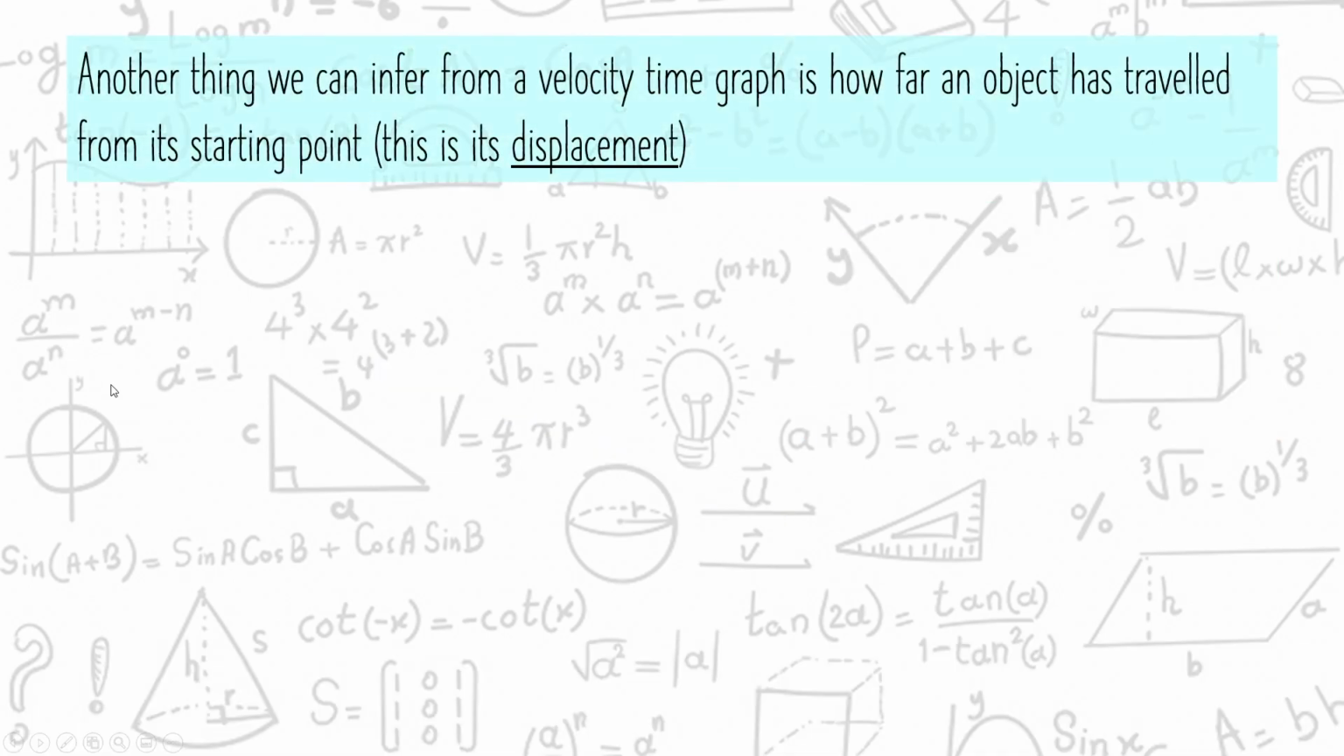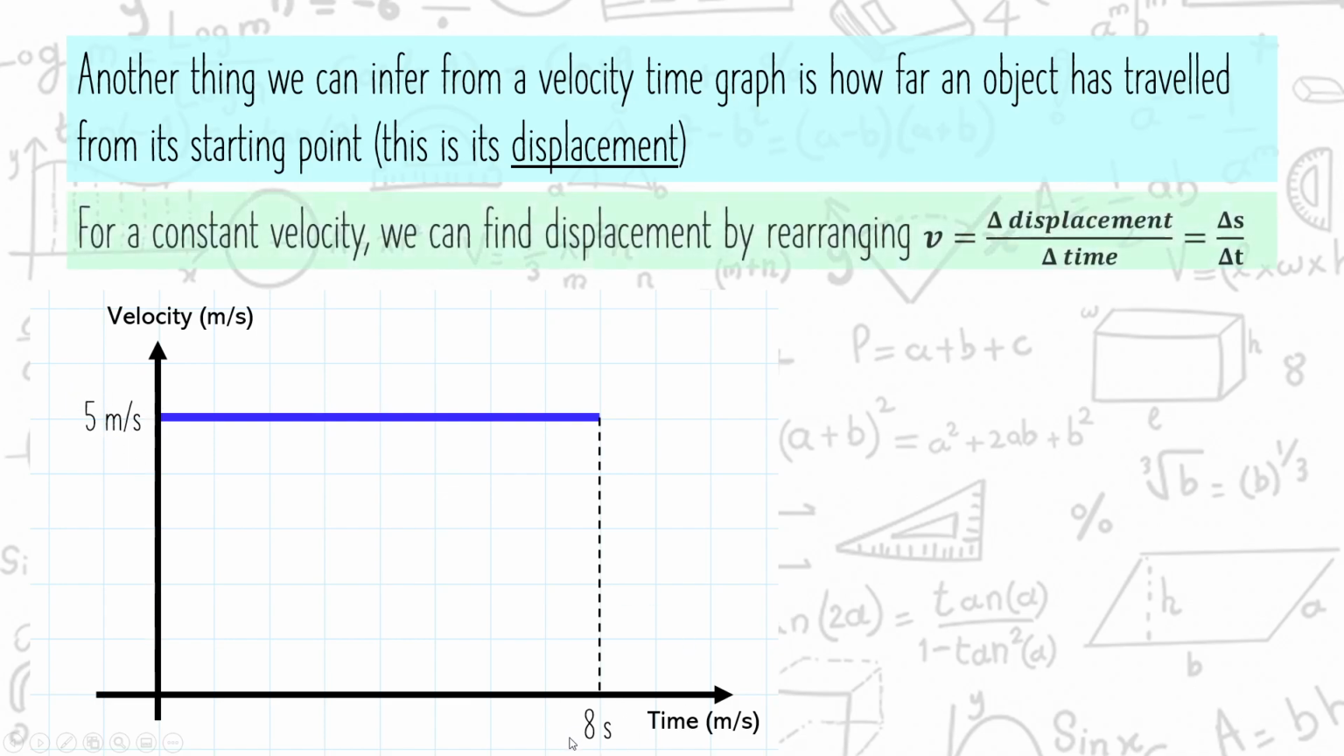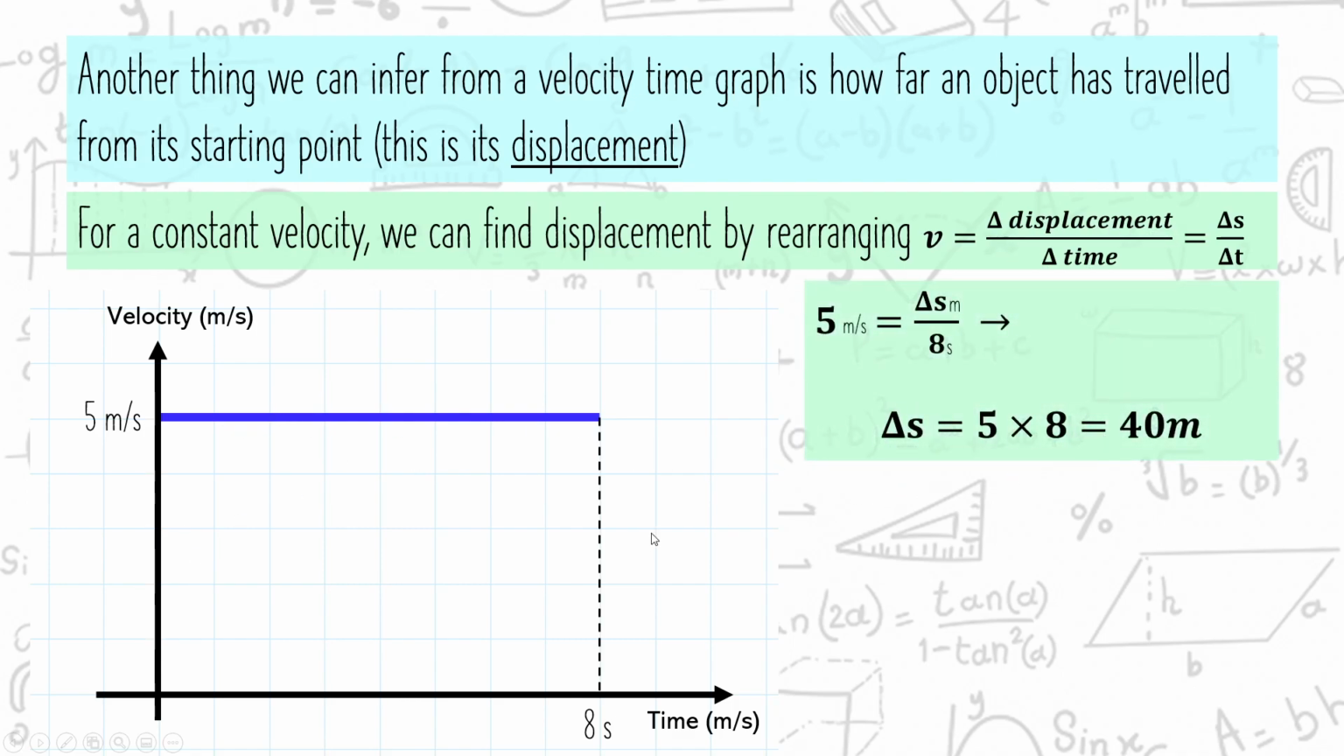Now, something else that's useful with velocity time graphs is we can calculate a displacement from them. So let's take an example here where an object is traveling 5 meters per second for 8 seconds. Now, it's quite easy to do in this case because it's a constant velocity. We can just rearrange the velocity formula. We can multiply the velocity and time together to get the displacement. In this case, it's just going to be 5 times 8, which is 40.